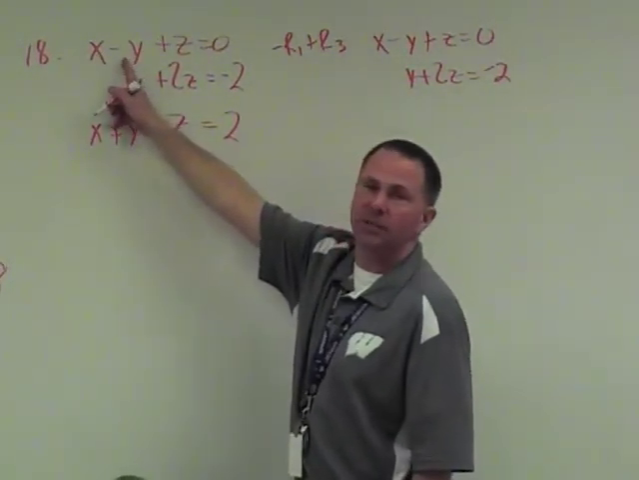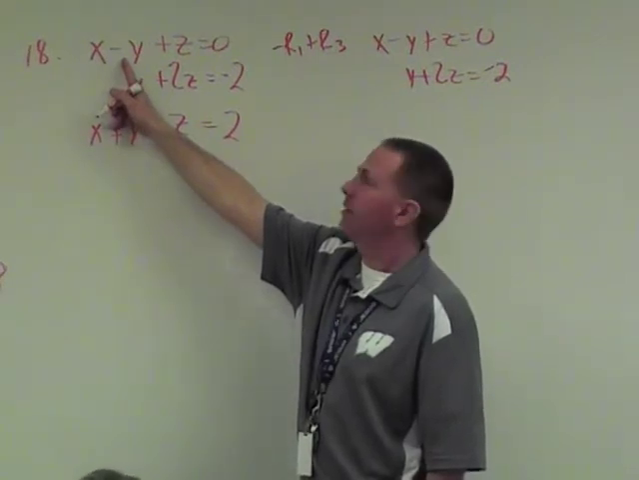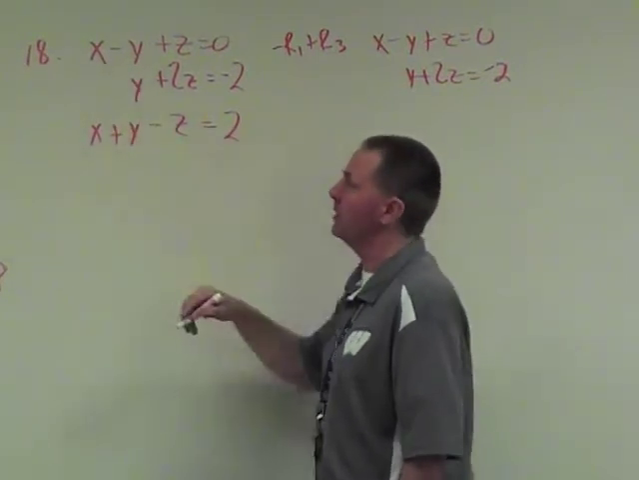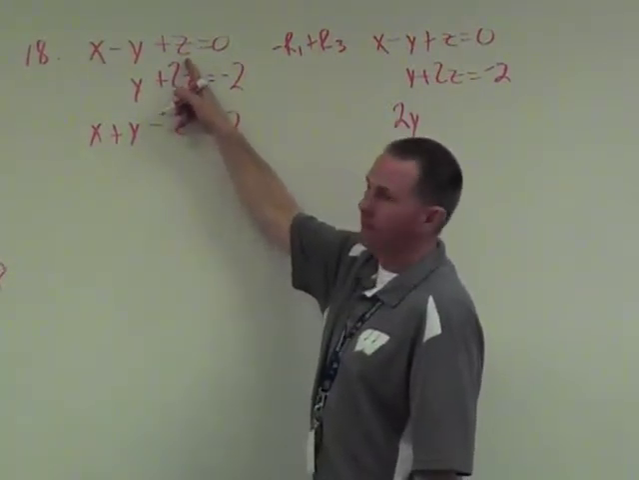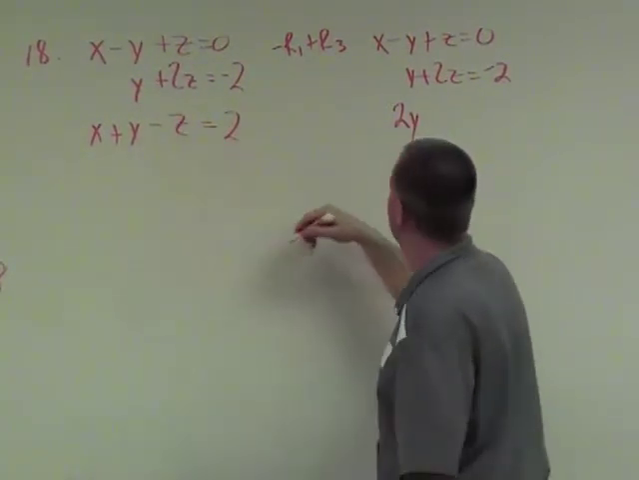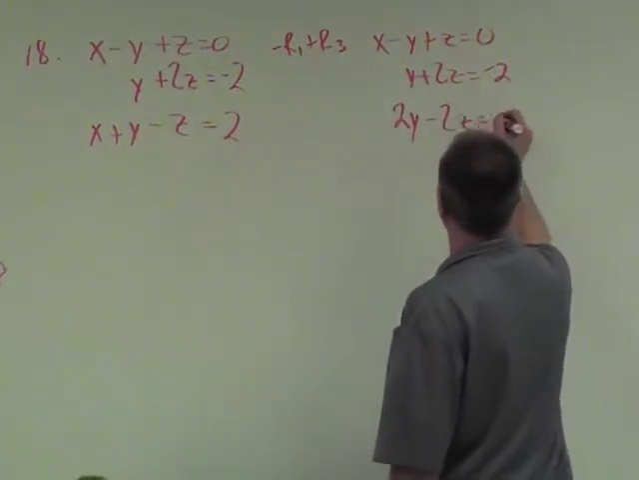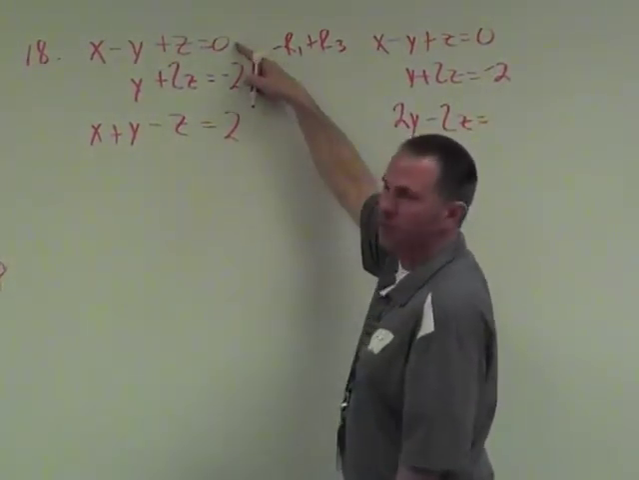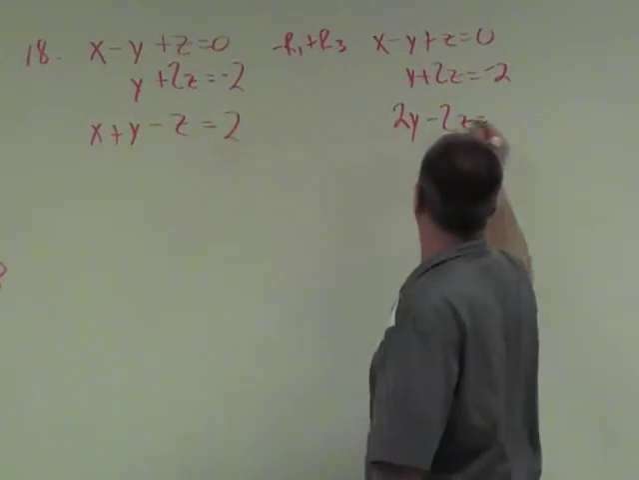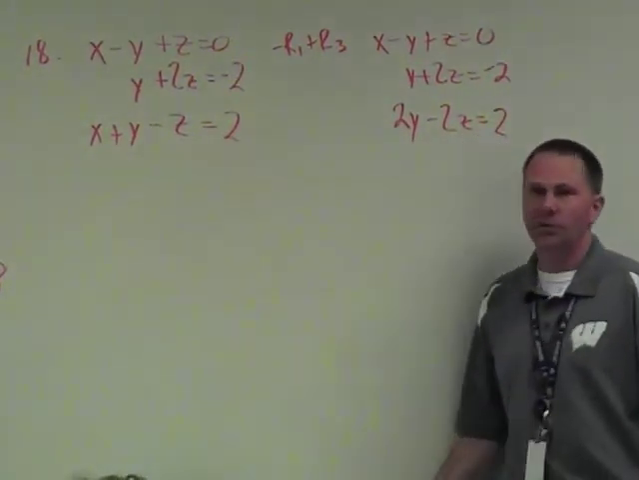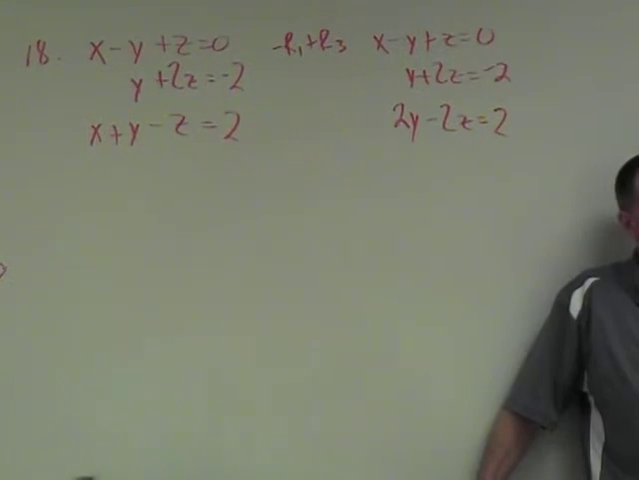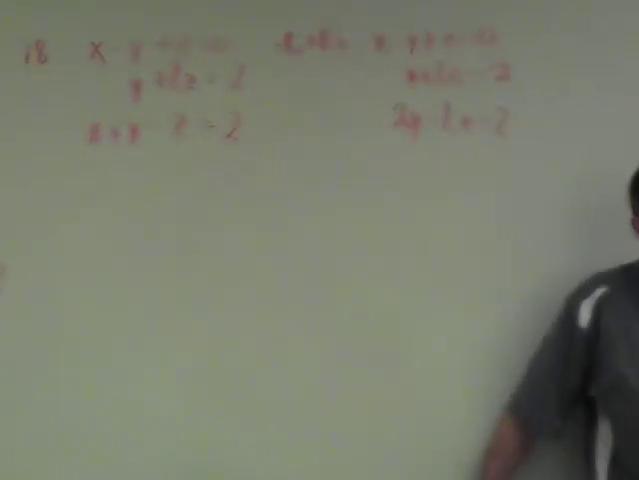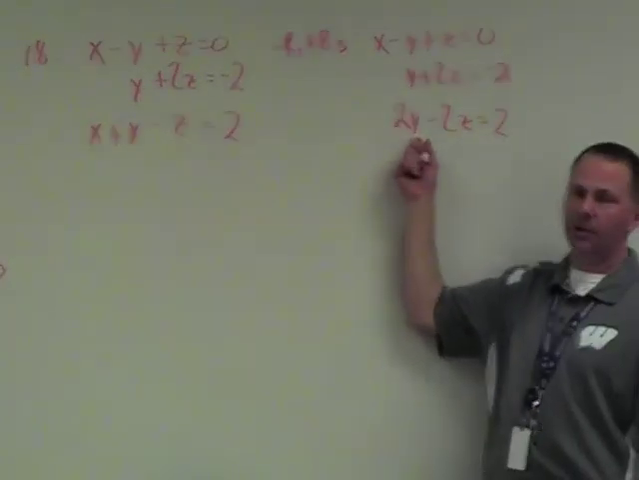So negative 1 times negative y is positive y. Positive 1y plus positive 1y is 2y. Negative z plus negative z is negative 2z. Negative 1 times 0 is 0. 0 plus 2 is 2. You just finished step 2. What's step 3? Eliminate this y variable in the third row.